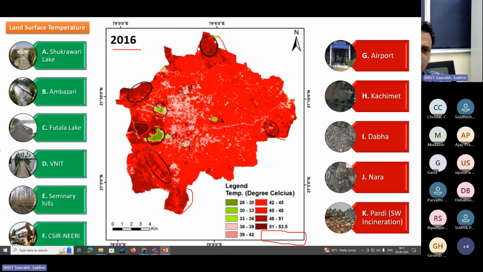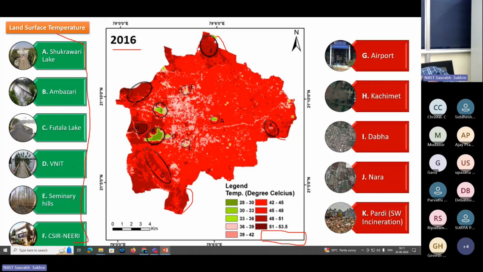So here you can see these are all areas where temperature is low, like Shukravari Lake, Ambazari Lake, Futala Lake. Of course, on the lakes, temperature will be less. Then VNIT Nagpur, Visvesvaraya National Institute of Technology, Seminary Hills, and CSIR near Nagpur, where I used to work. Their temperature was low because all these are areas with higher greenery and water bodies.